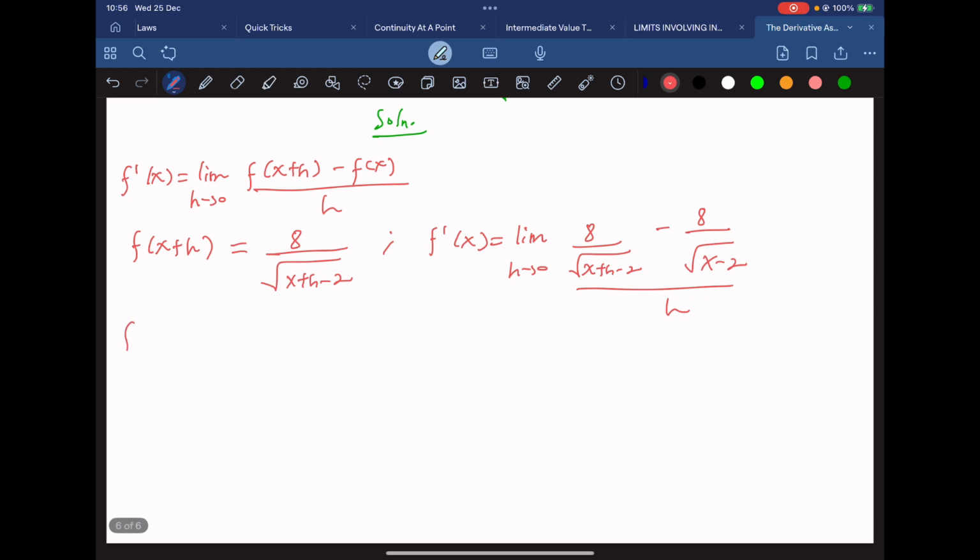So using the same idea as we've been doing, we have to find the LCD in the numerator. So in this case, we just have to combine both terms. So this 8 will take this value, and this 8 will take that value. So we have 8 multiplying root of x minus 2, then minus 8 also multiplying root of x plus h minus 2, then everything over h.